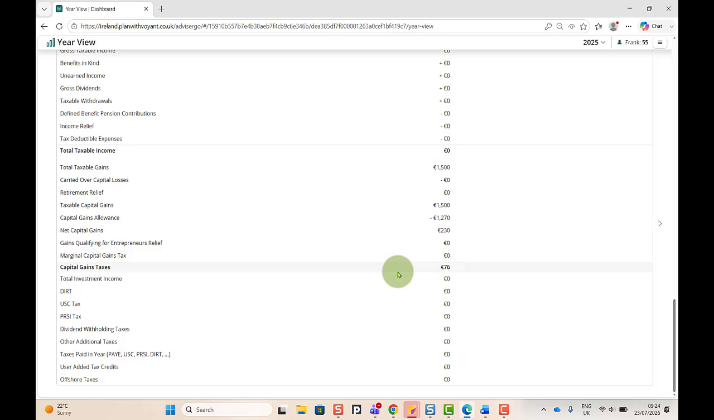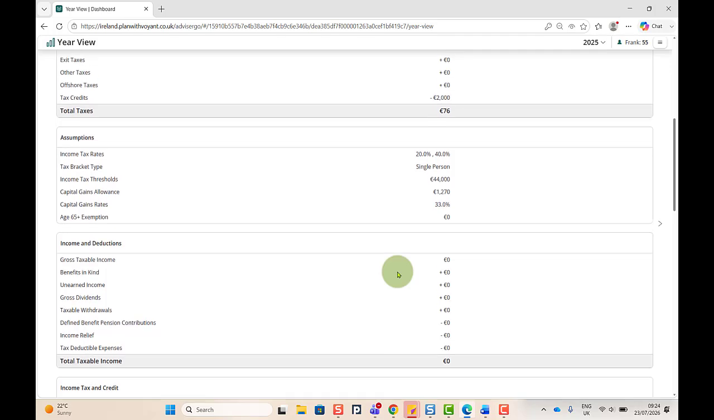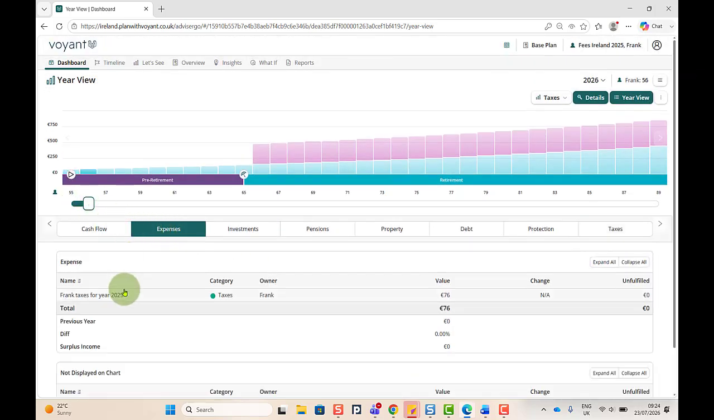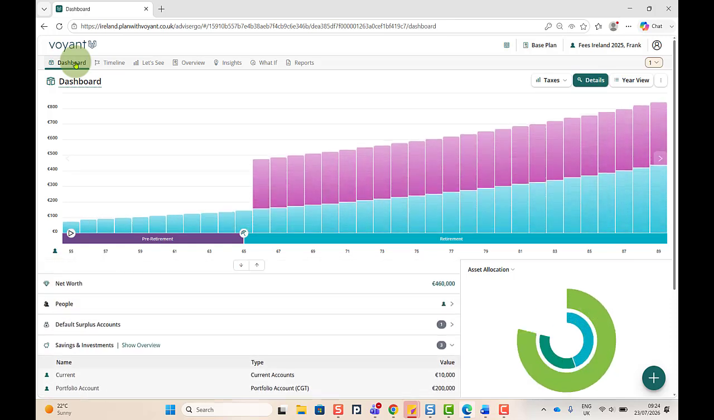The usual Voyant logic applies. The tax is calculated in the year it arises and is taken as an expense the following year. So if I move up and go to expenses and then move a longer year, you'll see that €76 being taken there. Now I'm going to move back to the dashboard and talk about the pension.